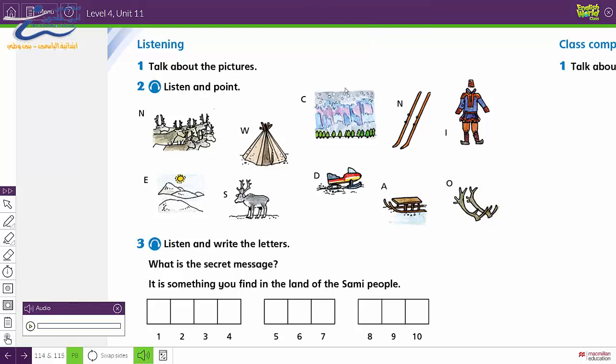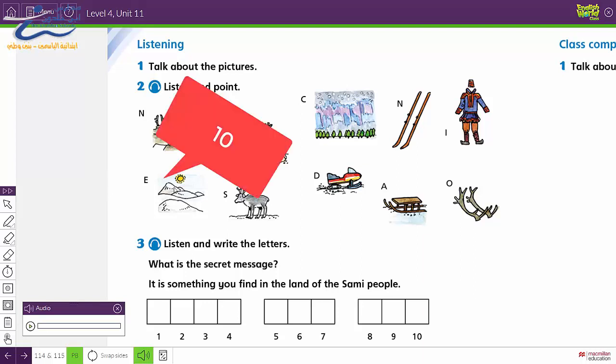Number 10. In the summertime, it stays light all day and all night. The sun doesn't go down. In summer, the north of Europe is the land of midnight sun. You can see the sun even at midnight. Of course, this one.